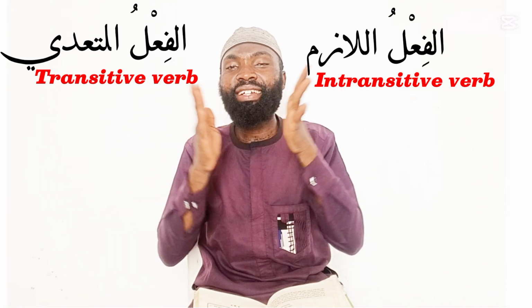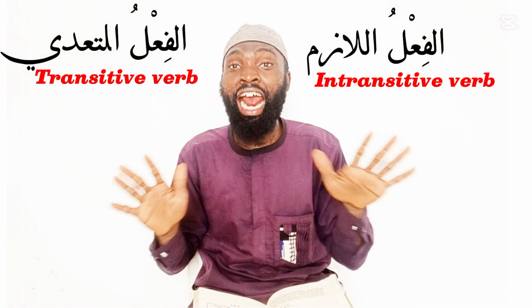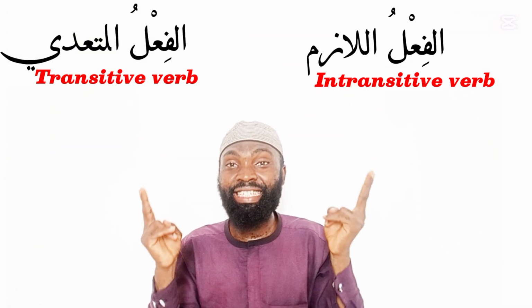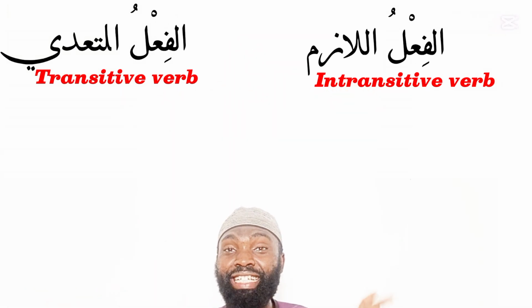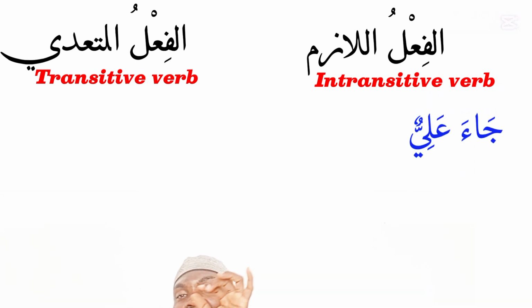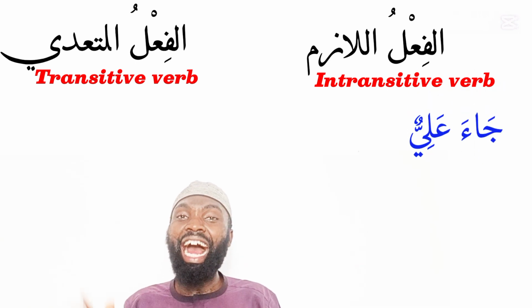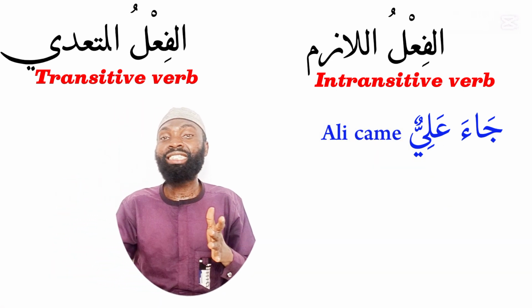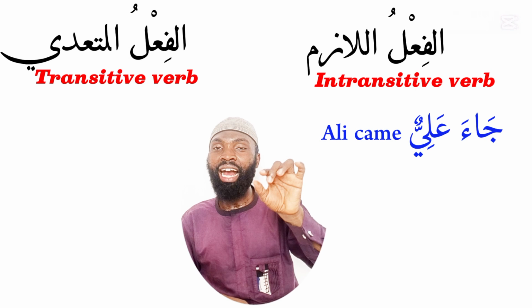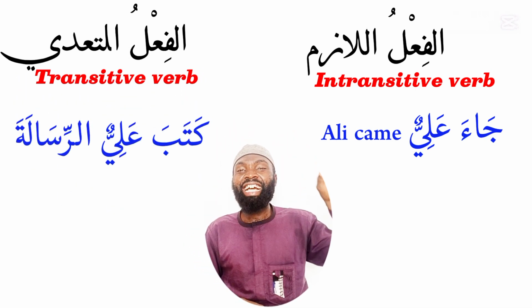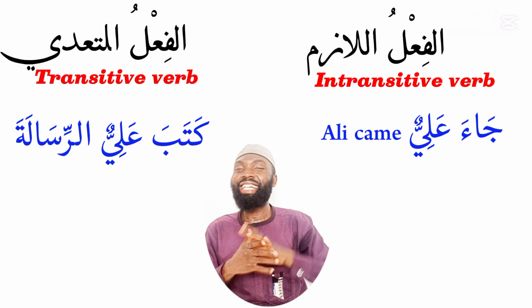Now, to make this very simple and easy for every one of us, I'm going to come up with two different examples to portray this in the best of way. Now, let's look at it. Ja'a Aliyun. What's the meaning? Ali came. This sentence, I'm placing it under the intransitive. Now we have Kataba Aliyun ar-risalata. Kataba Aliyun ar-risalata.